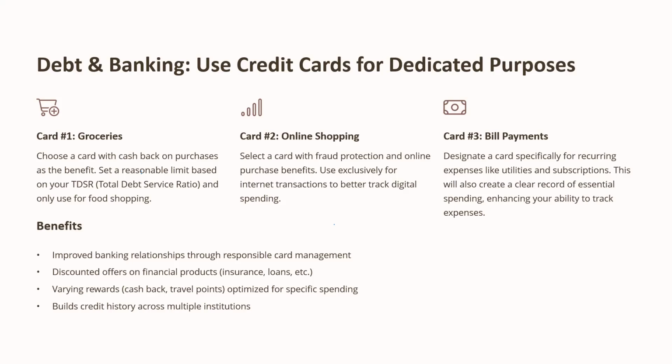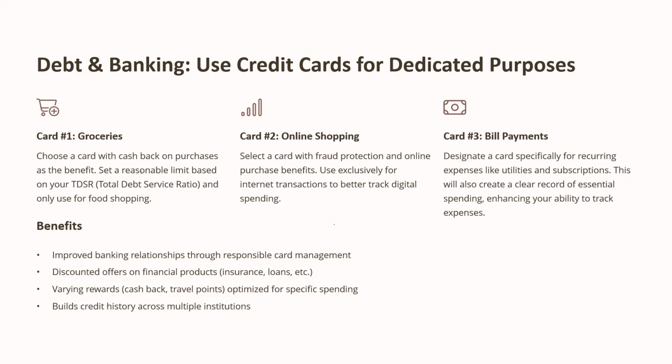I'll have another card that I will use for online shopping. So this one will typically have fraud protection, and it will have benefits associated with online purchases. So one of the benefits for the Sagicor card that I use for online shopping is that it is dual currency. So it is both JMD and USD. When I make a purchase in USD, it converts at a more favorable conversion rate, exchange rate, than if I were to make the same purchase with my NCB card. So that's another benefit of having multiple credit cards with different benefits associated.